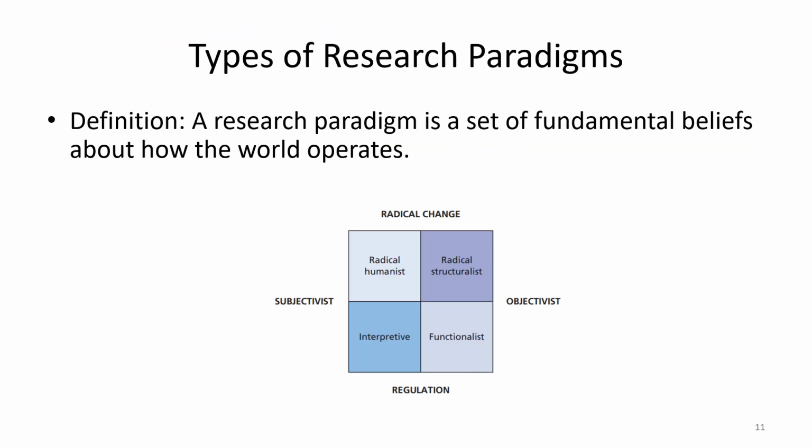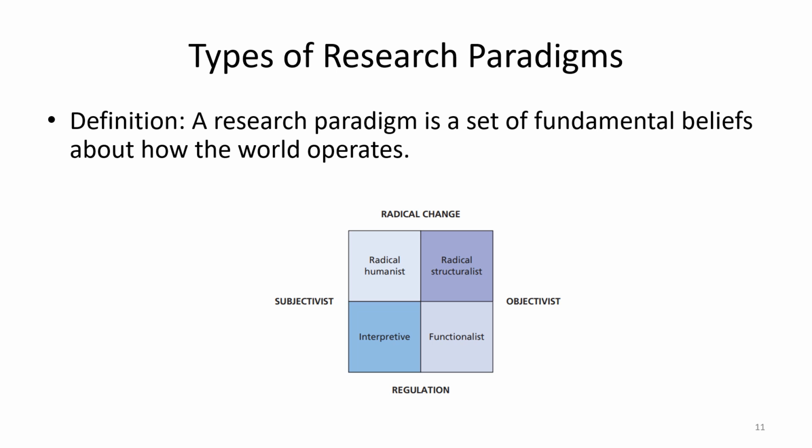Before we proceed further to discuss different types of research philosophies, which are based upon the research assumptions that we have discussed earlier, it's important to understand research paradigms as well, because research paradigms help us explain different types of research philosophies and why one philosophy is different from another. So a research paradigm is a set of fundamental beliefs about how the world operates.